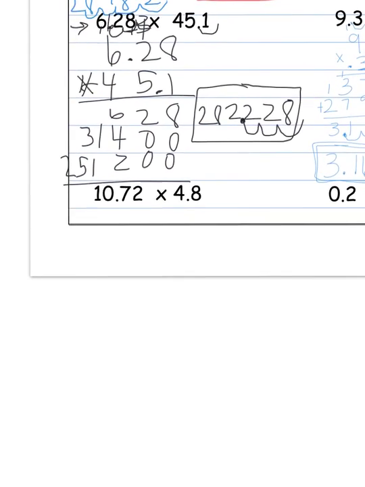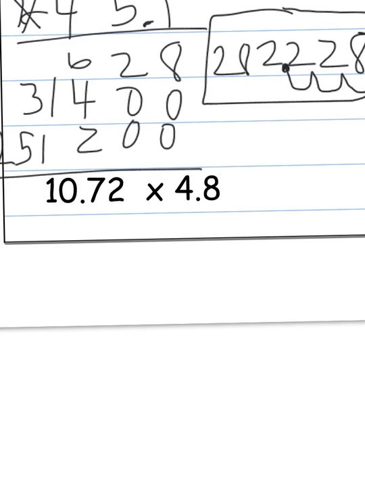All right, let's move on to this one here. Again, pause at any time and try these on your own. This one we have 10 and 72 hundredths, and we are multiplying it by 4 and 8/10. Again, our decimal points do not line up. We line the numbers up to the right. Now, 8 times 2 is 16. Regroup our 1. 8 times 7 is 56, plus the 1 we regrouped is 57, so regroup our 5. 8 times 0 is 0, plus 5 is 5, and 8 times 1 is 8.